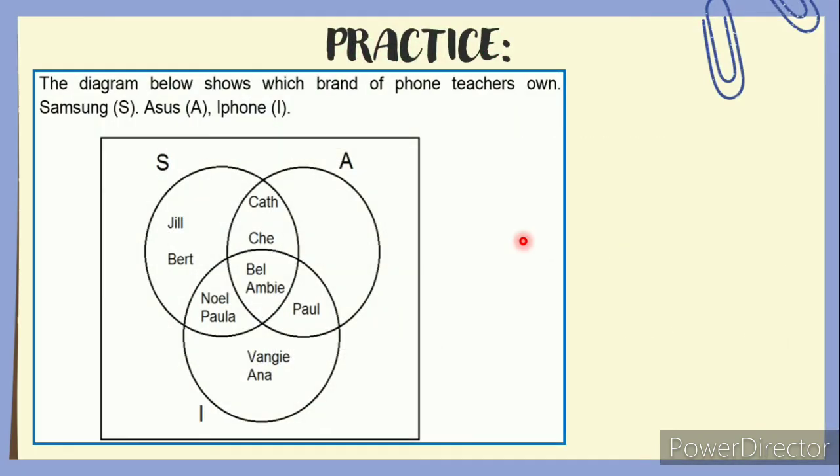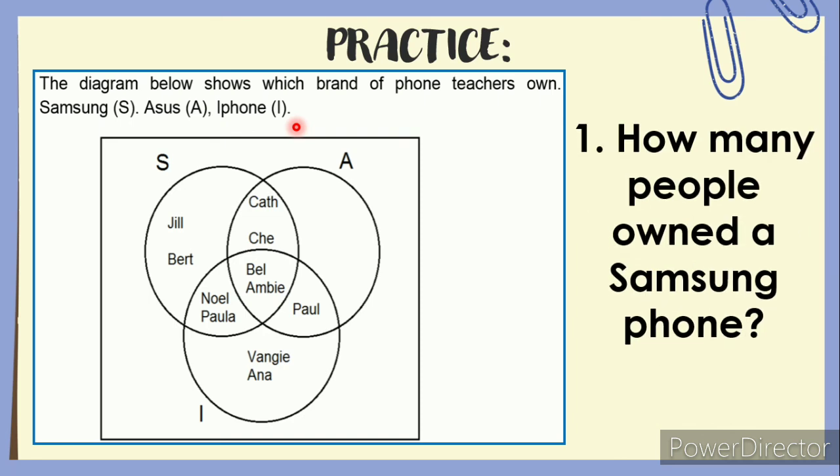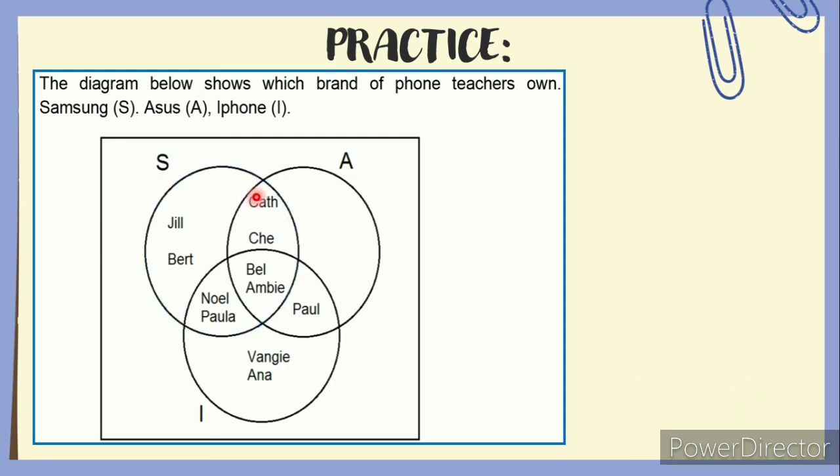Let's try this one. The diagram below shows which brand of phone teachers own. S for Samsung, A for Asus, I for iPhone. Number 1 question. How many people owned a Samsung phone? So we have Jill, Bert, Noel, Paula, Ambi, Belle, Che, and Kat. So we have 8.